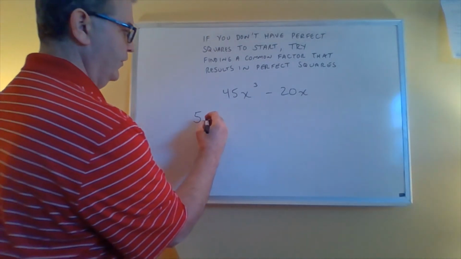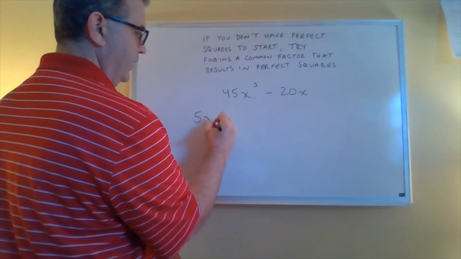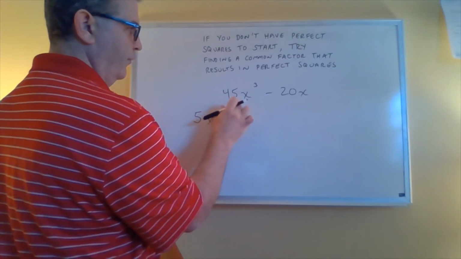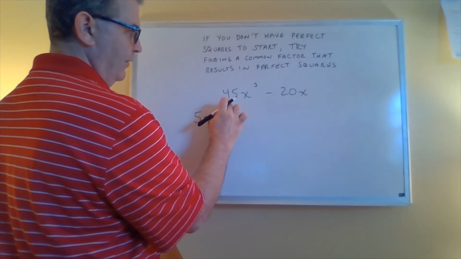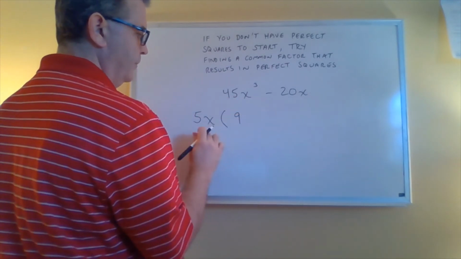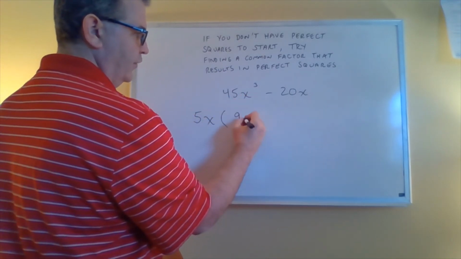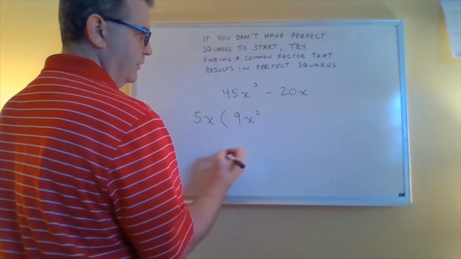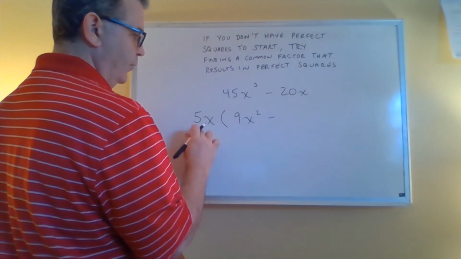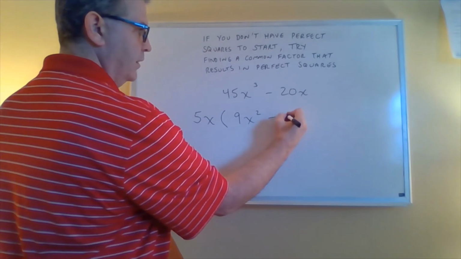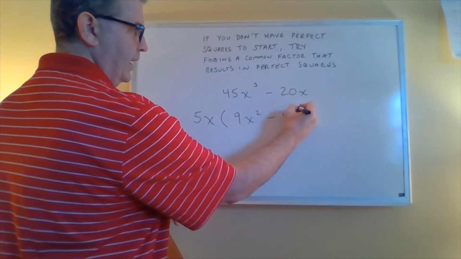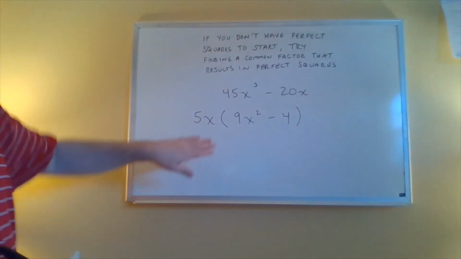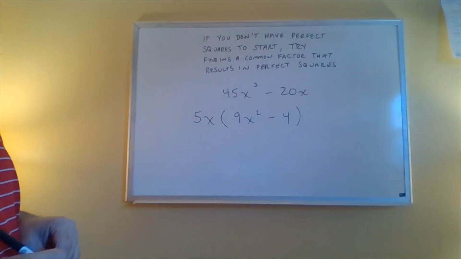So let's look at what happens. We'll get 5, and we're going to pull out x. So if I pull 5x out of 45x cubed, what do I get? Well, I pull a 5 out of 45, I'm left with 9. I pull an x out of x cubed, and I'm left with x squared. We're going to subtract. I pull a 5 out of 20. What do I get? 4. I pull an x from x, and that eliminates it. So this is now what I'm left with on the inside.